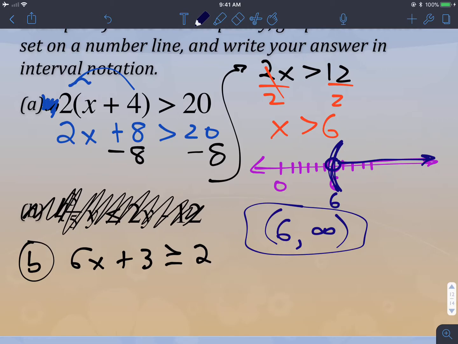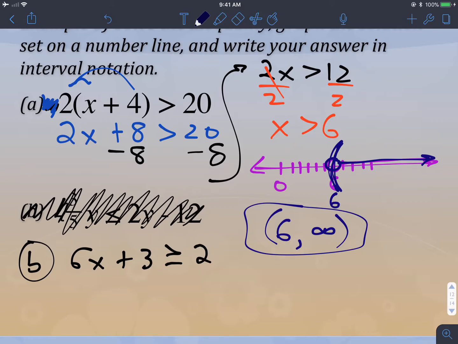All right? So every time you go to the left, it's going to be negative infinity to 6. This one would be negative infinity to 6 parentheses. This one would be bracket 6 to positive infinity. This one would be parentheses 6 to positive infinity. Okay, those are all your choices.